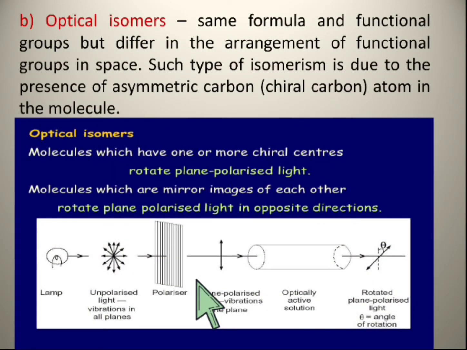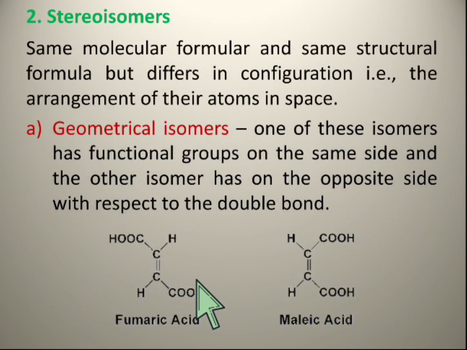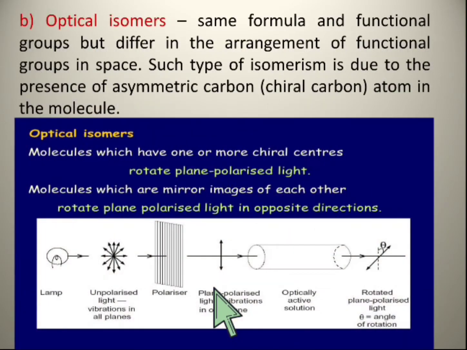So the next category here is the optical isomers. Okay, sorry, those which have the groups on the same side are referred to as the cis configuration. Okay, this configuration is referred to as cis, whereas this configuration, where the functional groups are on the opposite side, is referred to as trans. Okay, trans configuration.